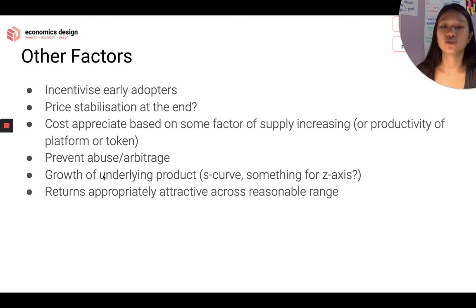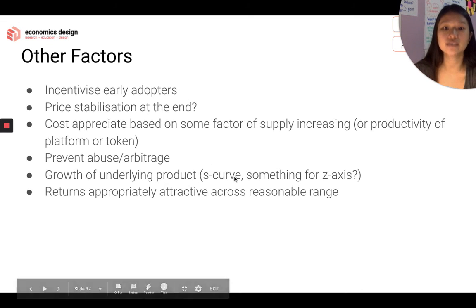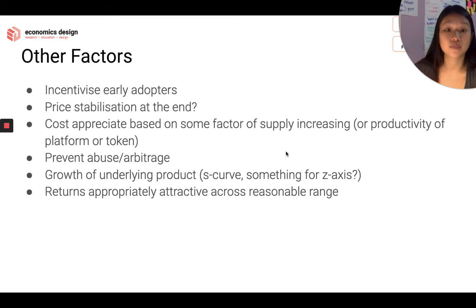How do we grow the growth of underlying product? So, for example, the productivity of platform or the ecosystem, we can factor in the S curve of technology, innovation, and new ideas, and use that in the Z-axis for the 3D curve, maybe.